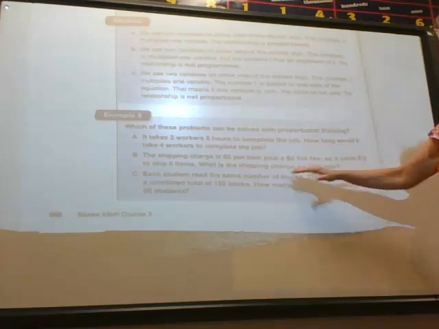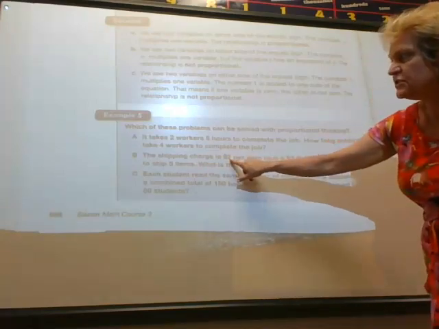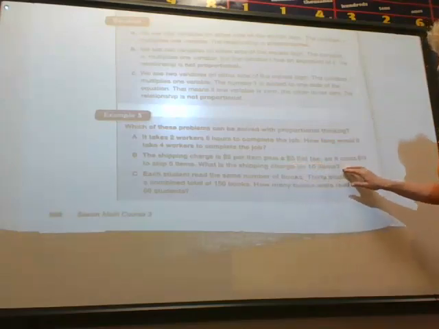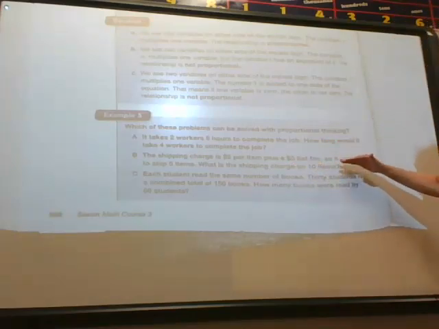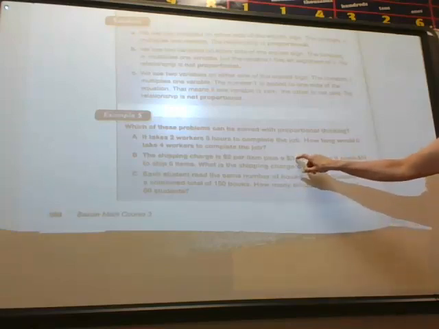All right, for B, the shipping charge is $2 per item plus a $3 flat fee. So it costs $13 to ship 5 items, because we're saying 5 times 2, 10, plus the $3. Okay, so what's the shipping charge on 10 items? So this would not be proportional, because if I plugged in 0, I have to add the $3 flat fee, so it's not going to be proportional. It won't go through the origin.